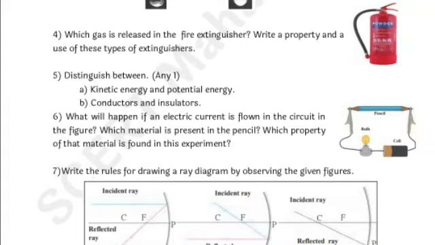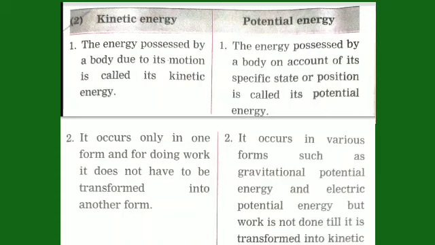Question 5. Distinguish between kinetic energy and potential energy. Friends, in this question we have to write differences between kinetic energy and potential energy in the chart. First, the energy possessed by a body due to its motion is called its kinetic energy, and the energy possessed by a body on account of its specific state or position is called its potential energy.